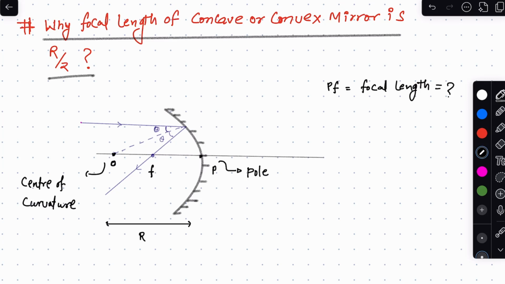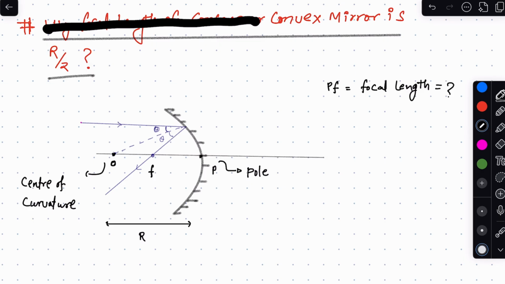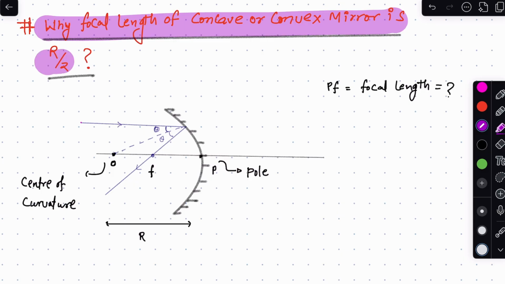So in today's lecture, we are going to talk about this question: why is the focal length of a concave or convex mirror R by 2? If we take the paraxial rays and calculate the focal length, it comes out to be equal to R by 2.